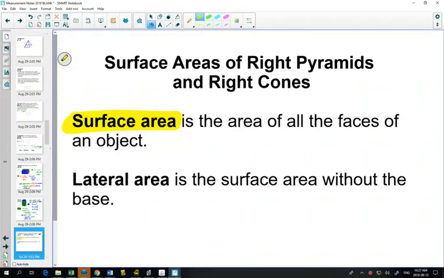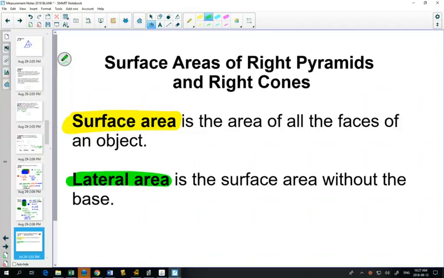In other words, it's the area that gets painted when you dip an object completely into paint and pull it out. Whatever the paint is touching is the surface area. Sometimes we have another definition of area that we talked about, which is the lateral area, right?